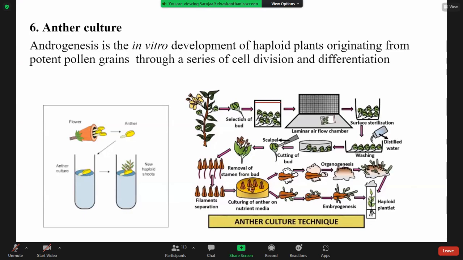From that, it can directly produce a plant, that is a haploid plant. If not, it produces callus, and from the callus it produces a plant, that is embryogenesis. This is anther culture.